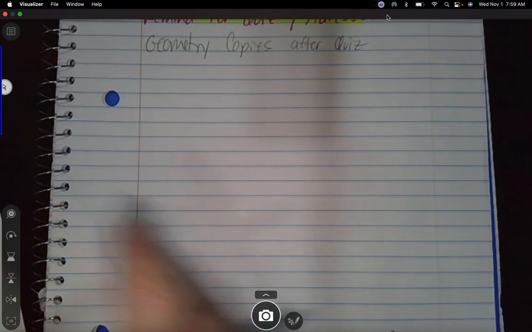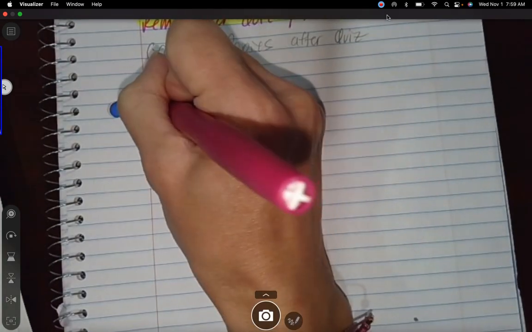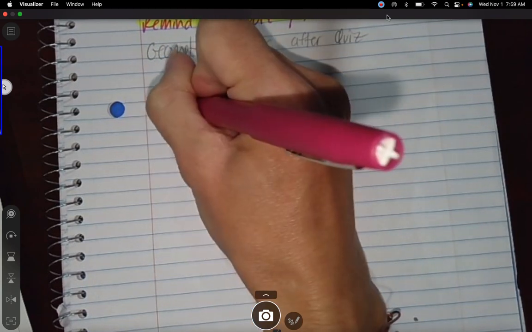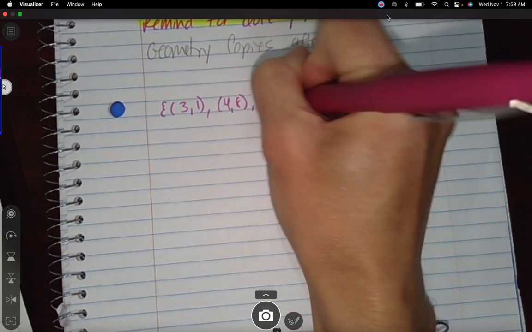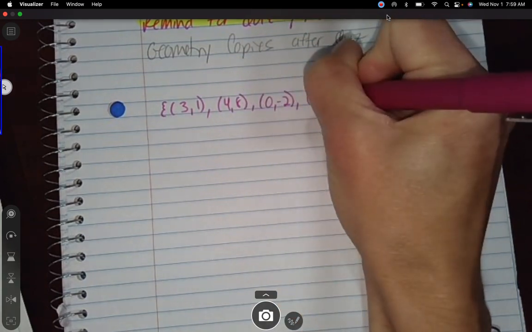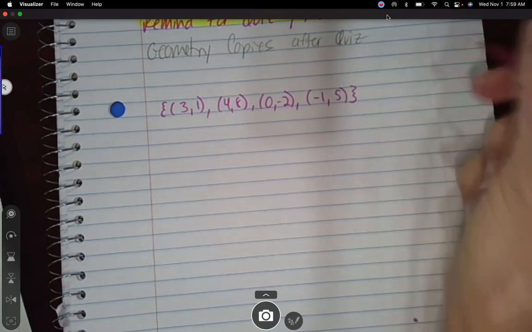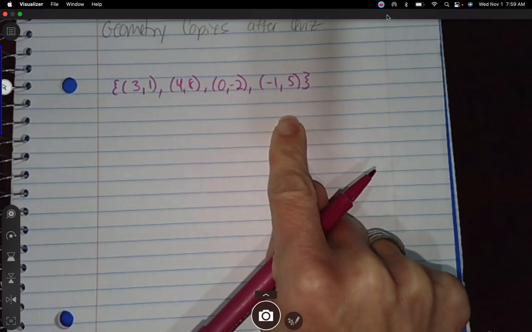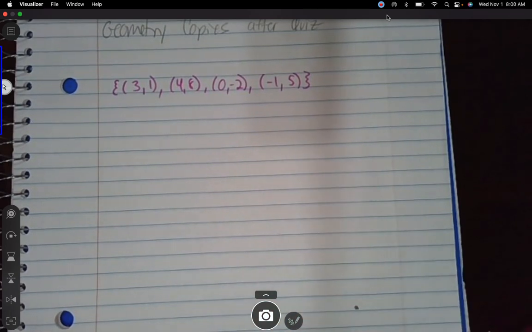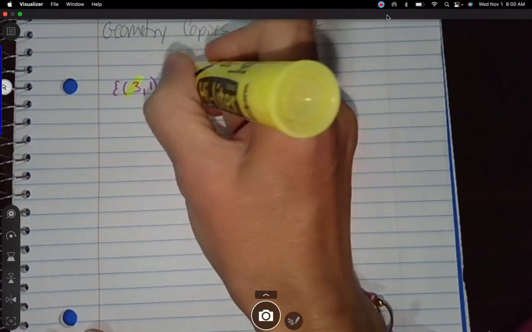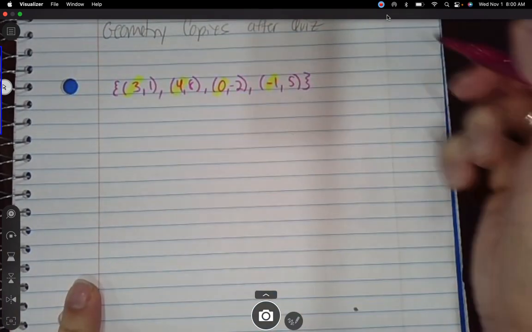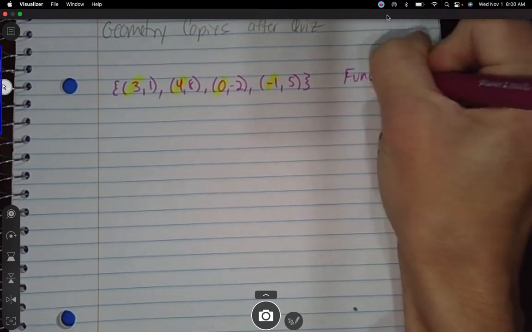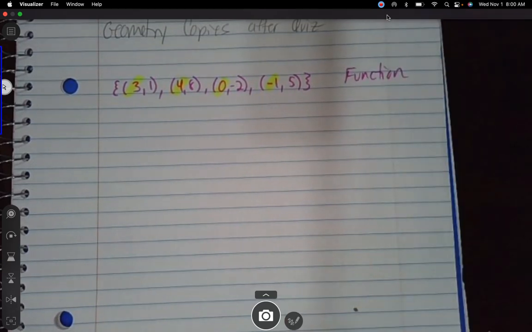Some of them are super easy. So if you have ordered pairs, like (3, 1), (4, 8), (0, -2), and (1, 5). Is that a function? Yes. How you tell is you look at all the x values. I just make sure that none of them are the same. So I would cut this out, and I would paste it in the function area. Are we good with that?